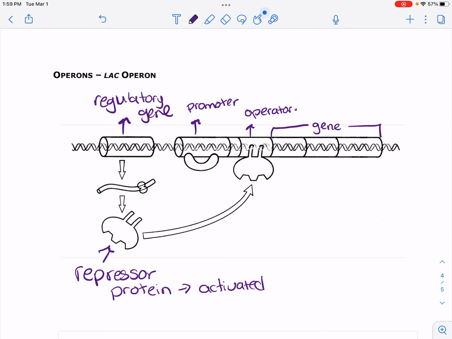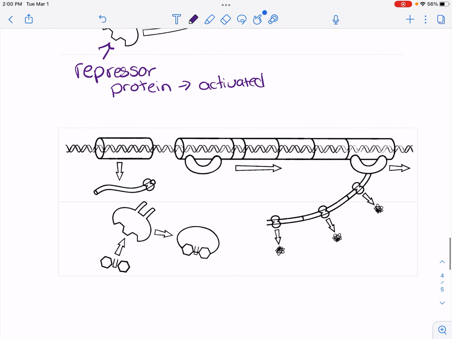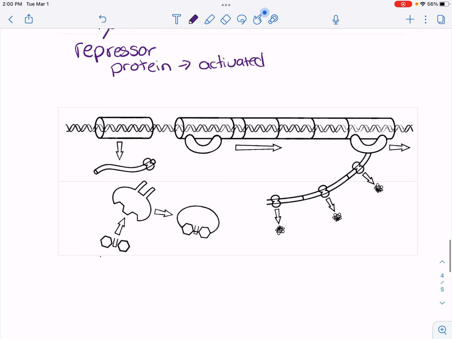Now, these genes are responsible for breaking down lactose. So if there's no lactose around, why would I transcribe and translate those genes? Why would I make a bunch of enzymes that break down lactose when I have no lactose to break down? These genes are also repressed when there's actually glucose around, because glucose is an easier energy substance. So why would I break down lactose if I have an easier energy substance in the form of glucose? Waste of energy.